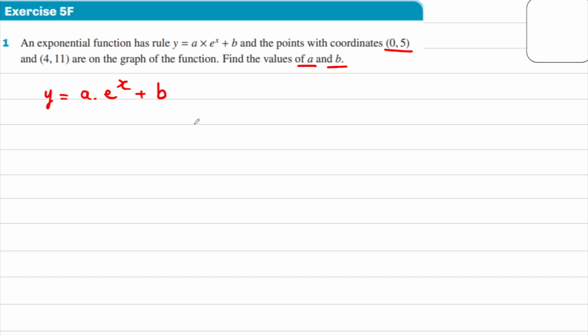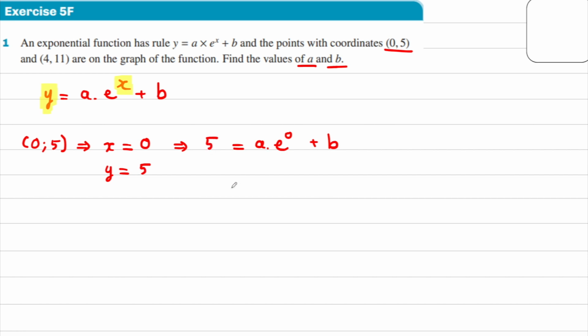So what does that mean, the point (0, 5)? The point (0, 5) will tell you about the value of x and the value of y. About the value of x, it means x equals 0, and the value of y equals 5. How can you use this clue or this information? Substitute this into the x position and y position in the rule, or in the function here. x equals 0 means the right hand side will be a e to the power of 0 plus b, and substitute y equals 5 for the y position.